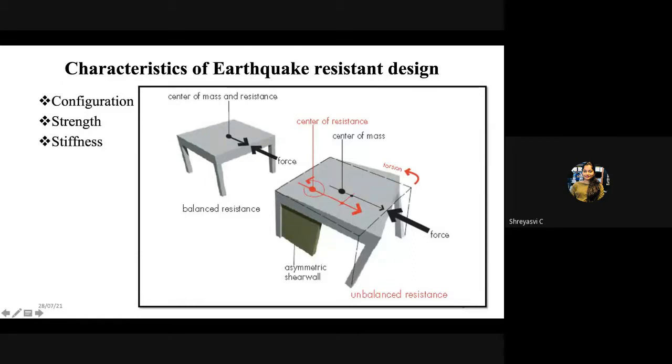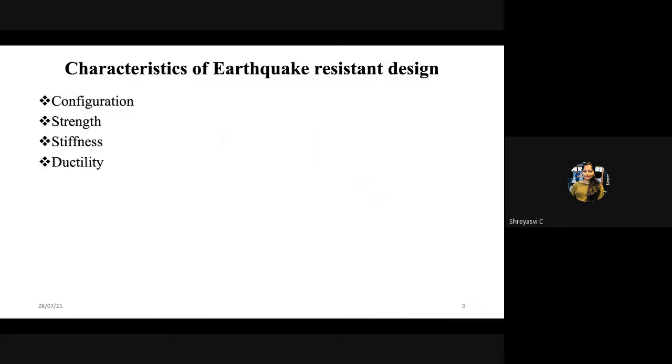But in this case, where they have placed an asymmetric shear wall to one side of the frame, whereas the rest of the frame is just empty, automatically the center of resistance moves towards the shear wall, whereas the center of mass remains in the same position. Obviously the distance or gap between these two acts as the eccentricity, and also acts as a lever arm for the moment to rotate. This is what we call unbalanced resistance. And this could also lead to undesirable deflection and deformation behavior in the structure.